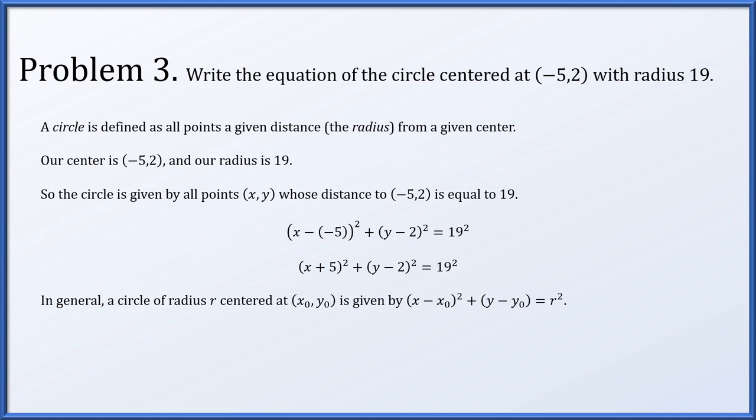In general, by the way, a circle of radius r centered at a given point is given by (x - x naught) squared plus (y - y naught) squared equals r squared, and it's just because that's the definition of a circle: all (x, y) so that the distance to the center (x naught, y naught) is equal to r.